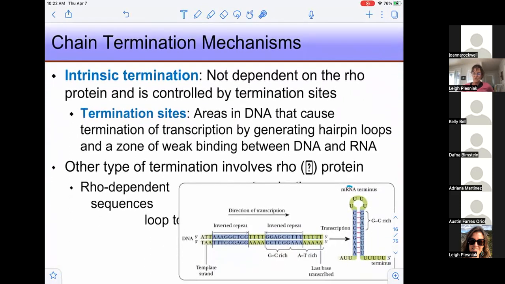In terms of termination of transcription, there are two different ways, and they're both associated with having hairpins. There's what's known as intrinsic termination. And so it's not dependent on any proteins. It's just controlled by the sequence in the messenger RNA.